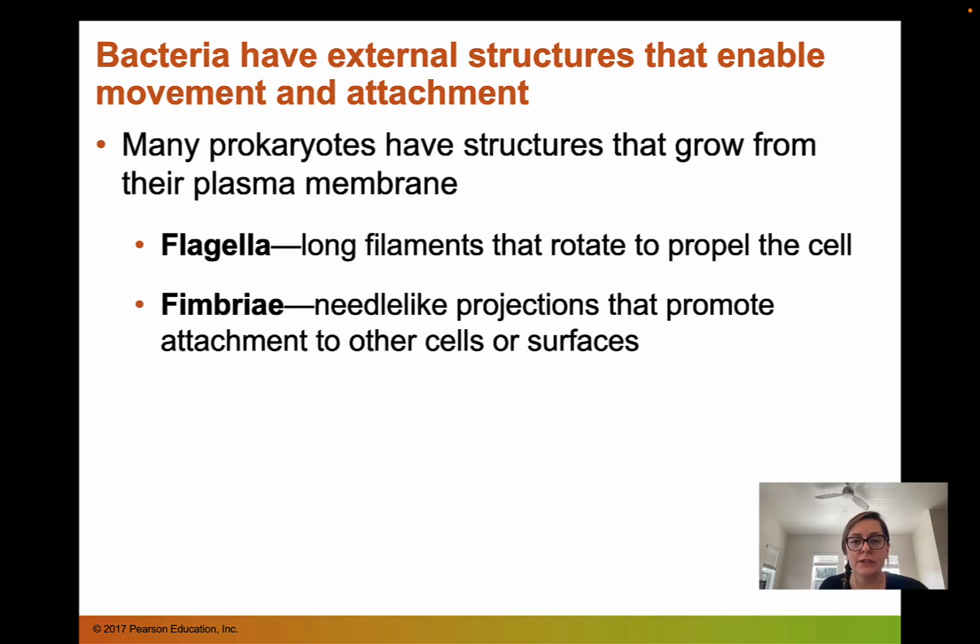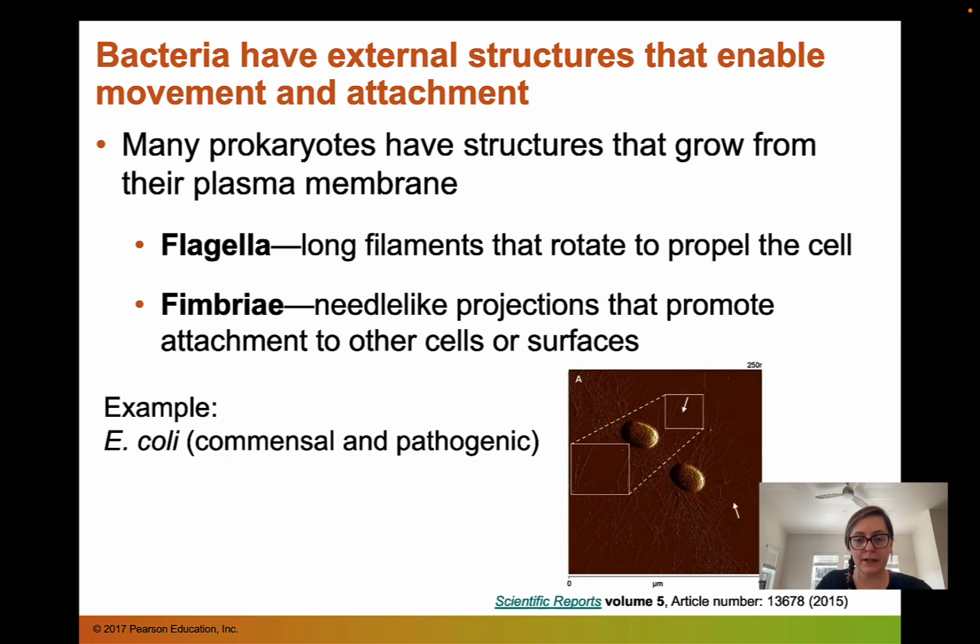Many bacteria also have different structures that grow from their plasma membrane that enable some sort of movement or attachment. A common type of structure you might see is a flagella. These are long filaments that rotate or propel the cell, and I'm sure you can imagine what this looks like. But a lot of bacteria also produce structures called fimbriae. These are needle-like projections that promote attachment to other cells or surfaces.